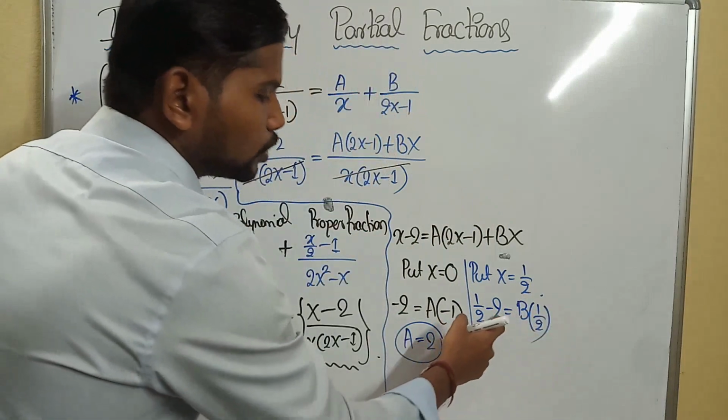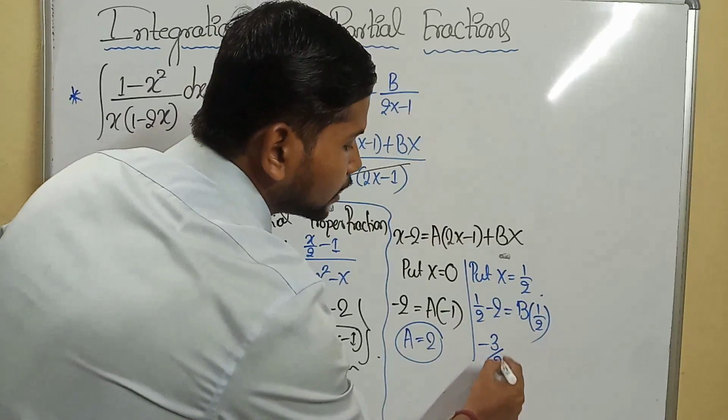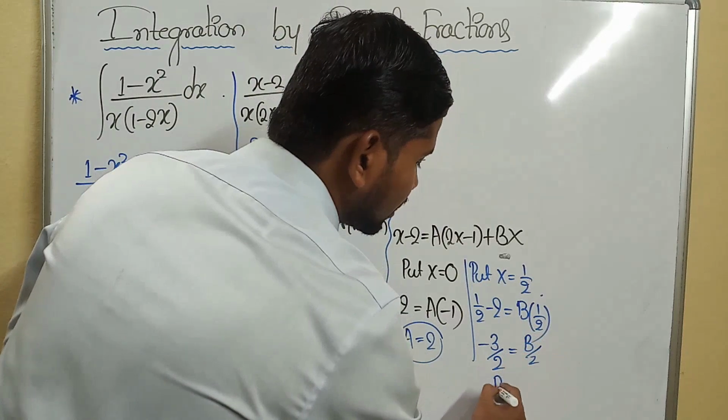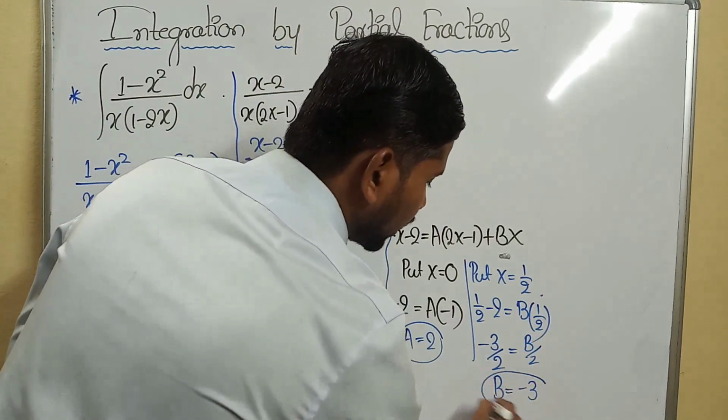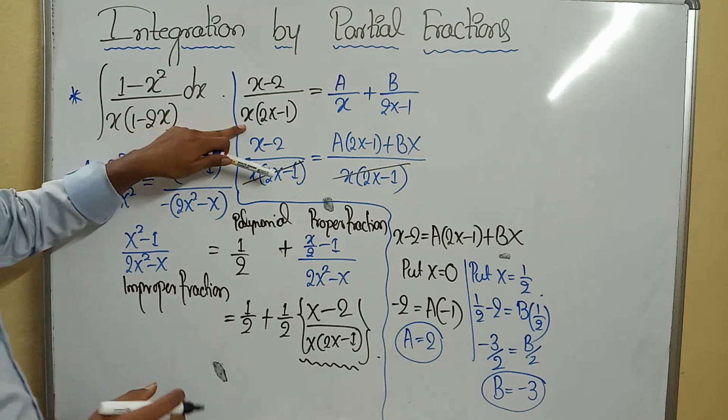Got it? It is 2 into 2 will be 4. 1 minus 4 will be minus 3 by 2. Okay. It will be b by 2. 2 again cancel. I got b is equal to minus 3. Okay. I got these values. I need to resubstitute in this particular equation.